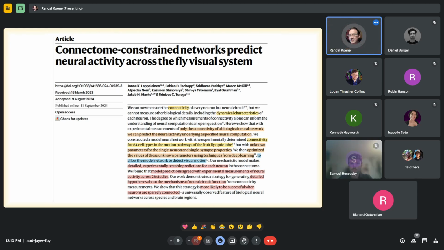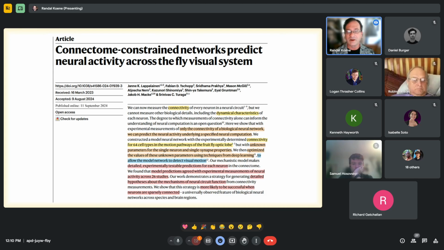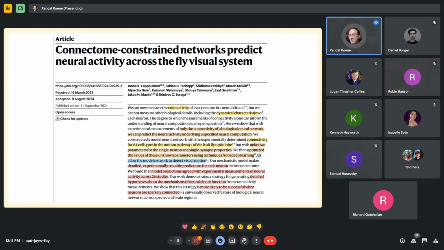As the abstract mentions, the connections in a connectome can be well characterized, while dynamic characterization is in general still very challenging. This paper focuses squarely on producing experimentally testable predictions of neural activity in a system with 64 cell types, and it does that by heavily emphasizing understanding of the connectivity of the fruit fly optic lobe. Deep learning techniques were used to optimize parameters in a visual motion task, and the results are then validated against activity measurements conducted in 26 previous studies.